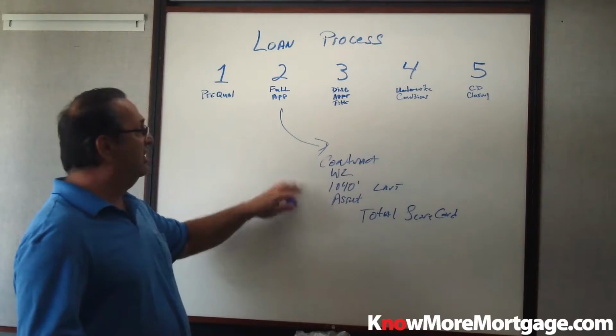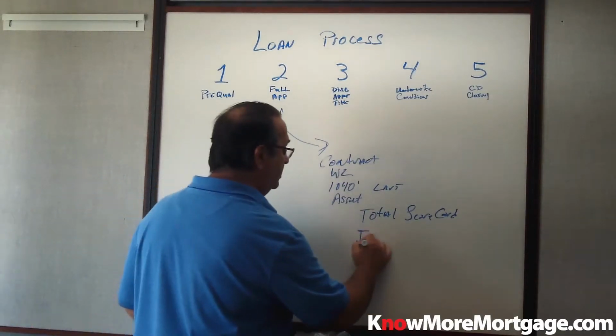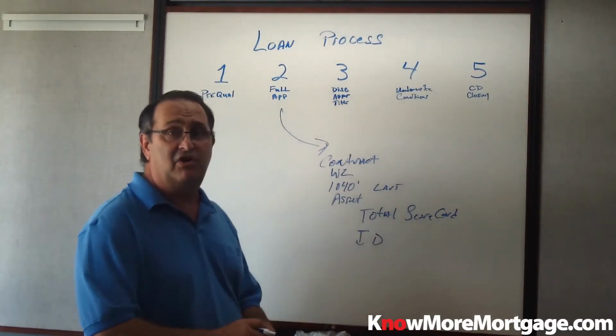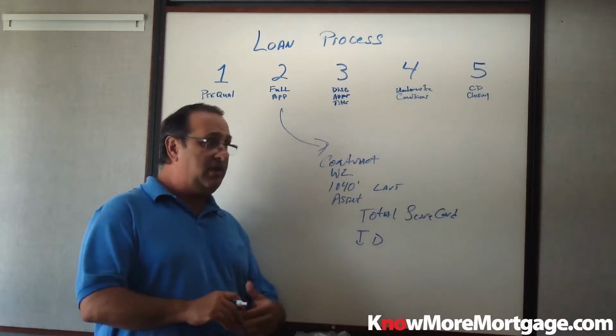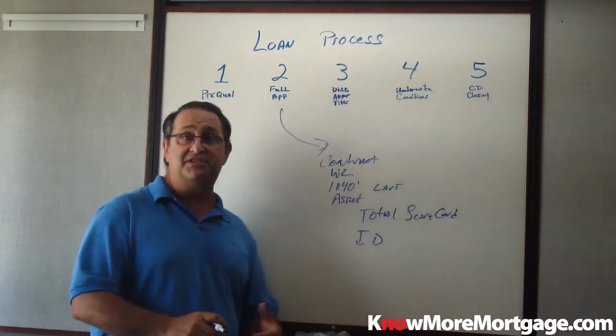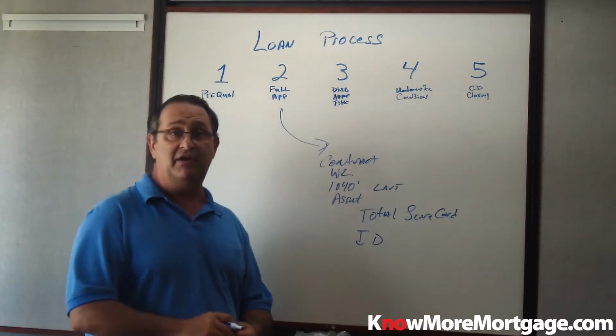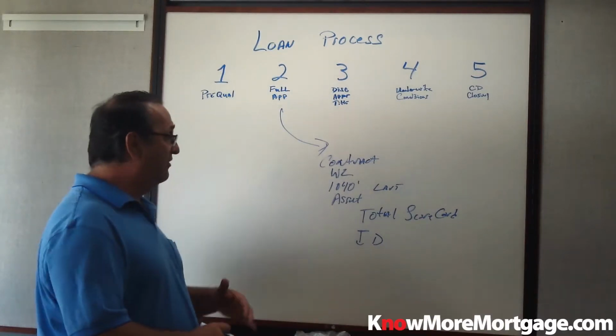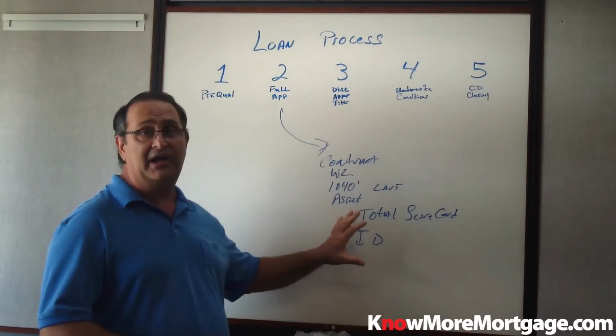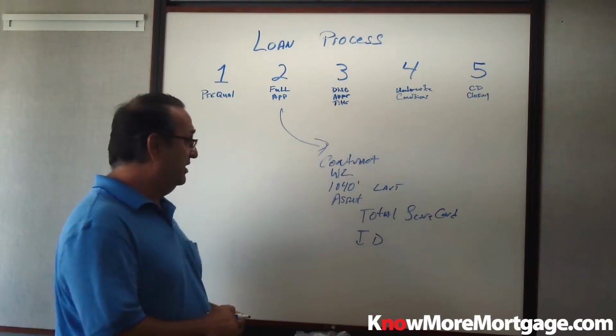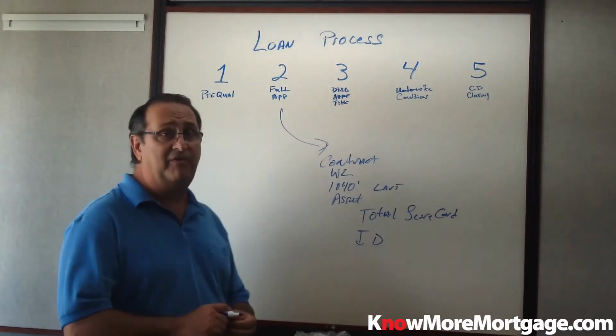So we want to get all these documents. We want to get your IDs, your driver's license, Social Security. We're going to see, if you're setting up the loan, are you a U.S. citizen? Are you a permanent resident alien? Or are you a foreign national? Whatever the process is, we need to know how to categorize you. And some of that information we're going to provide to the government.